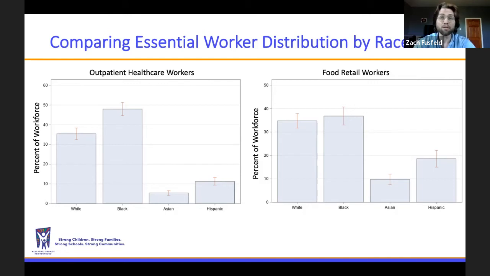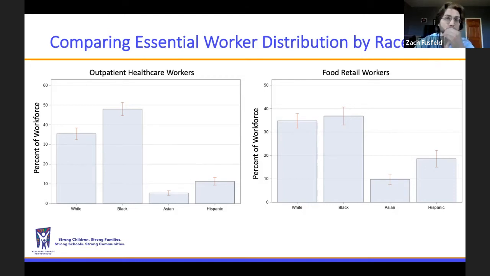And you can see from the non-overlapping confidence intervals, there's the suggestion that outpatient healthcare workers are more likely to be Black than white. But on the other hand, in food retail, the point estimates are closer together. The confidence intervals do overlap significantly, which suggests there might not be any substantial difference in prevalence across racial categories in that particular group.